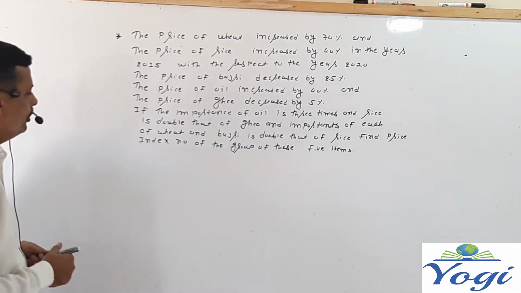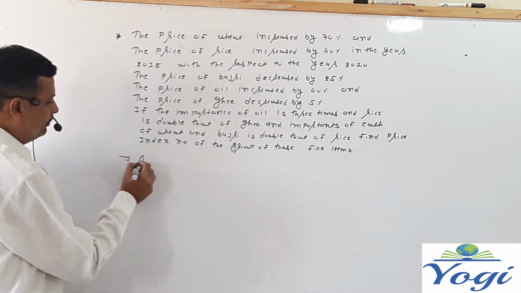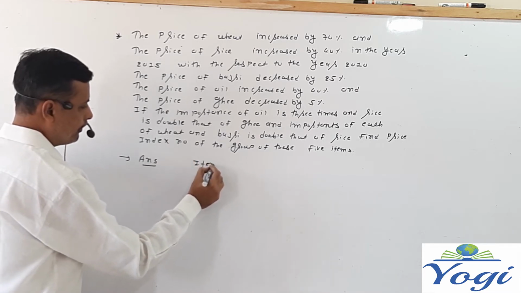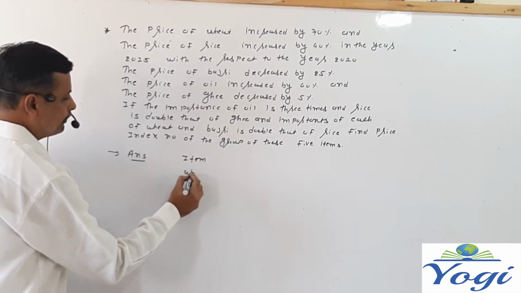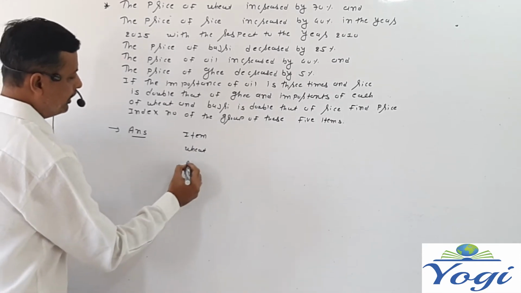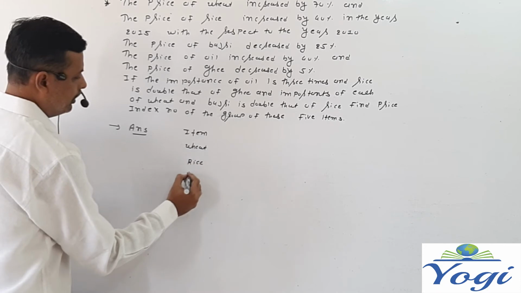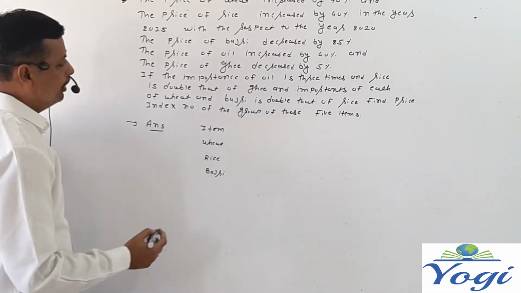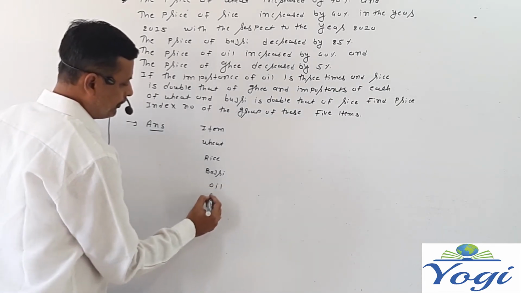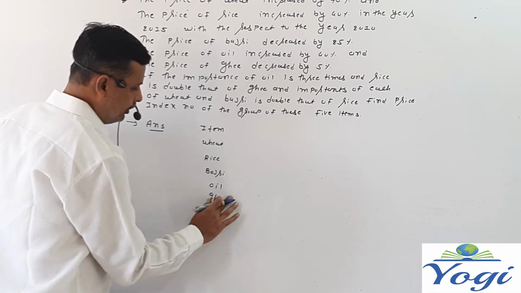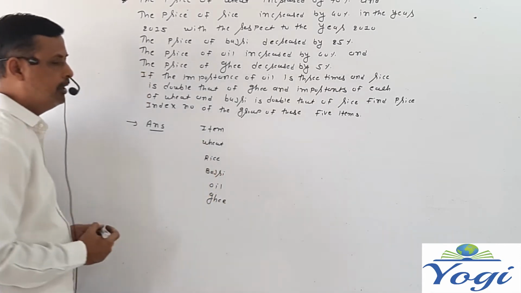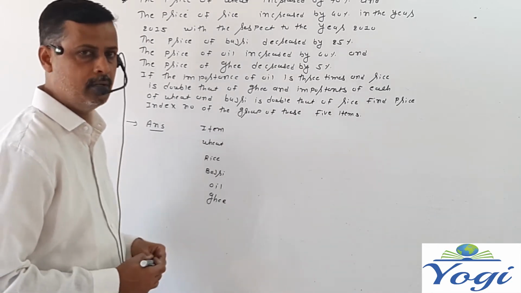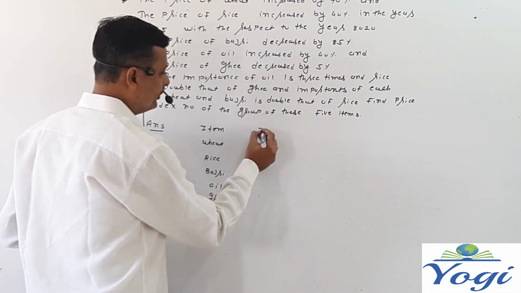So here in this example, we have 5 items: wheat, second is rice, third one is bajri, then oil and ghee. So 5 items given here. Now percentage of price relatives, it is denoted by I.